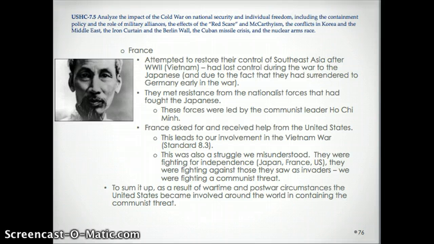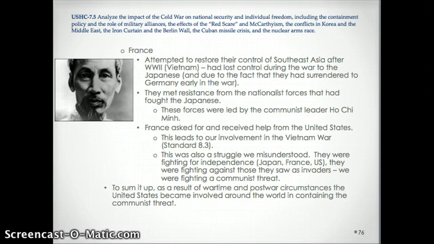An example of that is with the French. The French attempted to restore their control of Southeast Asia after World War II. During World War II, Vietnam and the areas around it had been taken by the Japanese. After the war, the French wanted to re-control it. They met a lot of resistance from nationalist forces that had fought the Japanese. Those forces were led by a communist leader named Ho Chi Minh. The real reason the U.S. doesn't support Ho Chi Minh and doesn't get the French to back off is because Ho Chi Minh is a communist. They'd rather Vietnam be led by a dictator than by a communist leader like Ho Chi Minh.